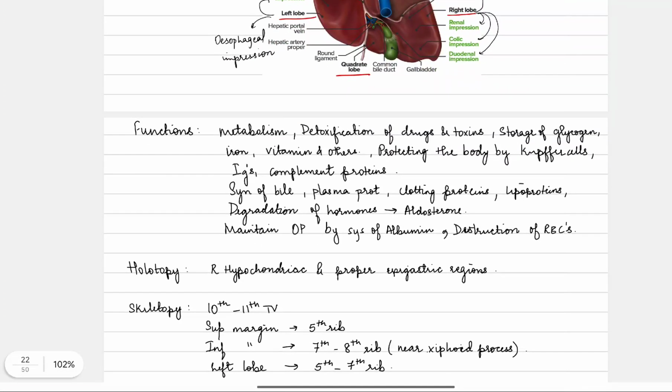Function is metabolism, detoxification of drugs and toxins, storage of glycogen, iron, vitamins and others, protecting the body by Kupffer cells, immunoglobulins, complement proteins, synthesis of bile, plasma proteins, clotting proteins, lipoproteins, degradation of hormones such as aldosterone, maintaining the osmotic pressure by synthesizing albumin, and destruction of the RBC.